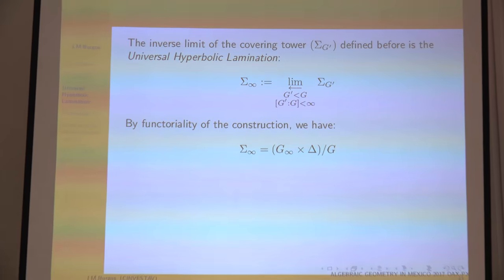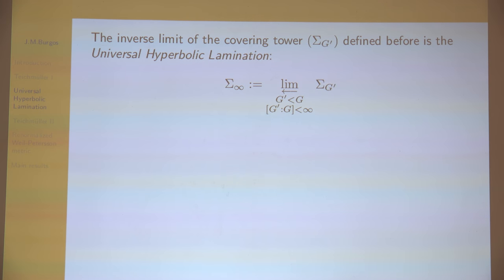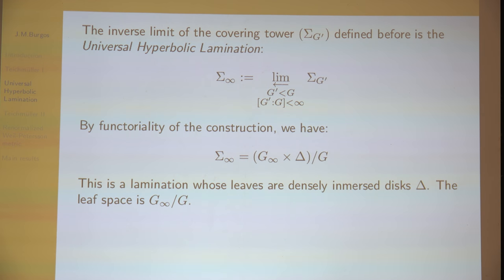Well, by the functoriality of the construction, we get this. We define the universal hyperbolic lamination as the inverse limit of the finite covering tower. And by functoriality, we have that expression in here. This is the pile of disks with G infinity as the fiber, a Cantor set fiber, and the diagonal action. And this is a lamination whose leaves are densely immersed disks. The leaf space is the quotient of the profinite completion, quotient the group.